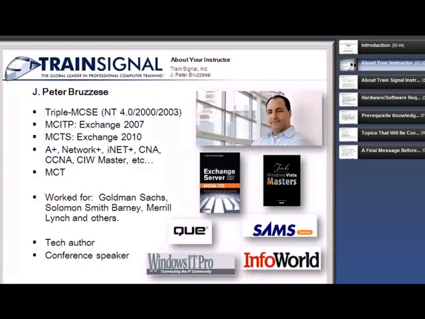Okay, so to start with, who is J. Peter Bruzzese? Well, I'm a triple MCSE. That means that I'm certified in NT4, Server 2000, and Server 2003. I've taken more tests than you can imagine over the years. I'm also an MCITP for Exchange 2007, which stands for Microsoft Certified IT Professional, and that's for Enterprise Messaging with Exchange 2007. And I'm an MCTS, which is Microsoft Certified Technology Specialist for Exchange 2010. The only reason I'm not an MCITP for Exchange 2010 is because the exams haven't been released just yet for that certification at the time of these videos being created.